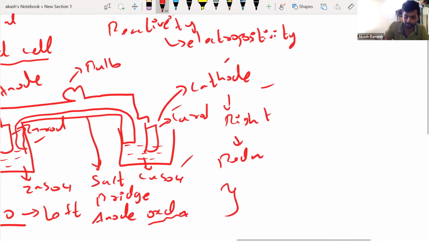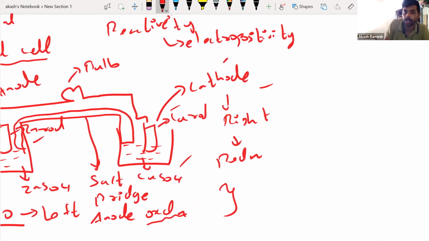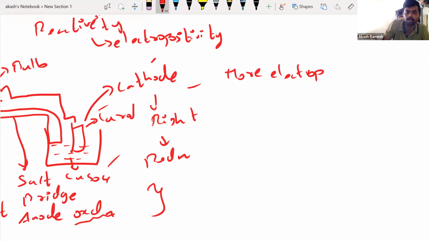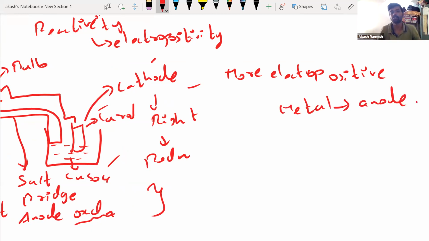So this is the thumb rule you can follow. The thumb rule is: more electropositive metal should always be in the anode, right? So when I give you two elements and you have a confusion about which should be cathode and which should be anode, all you have to understand is that the more reactive, or more electropositive, metal will always act as anode.